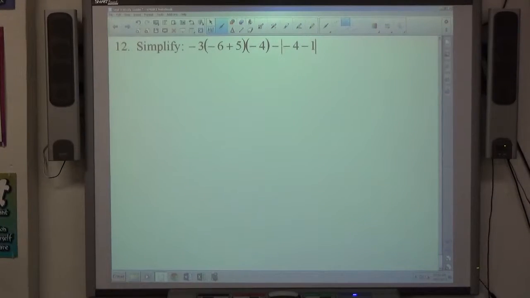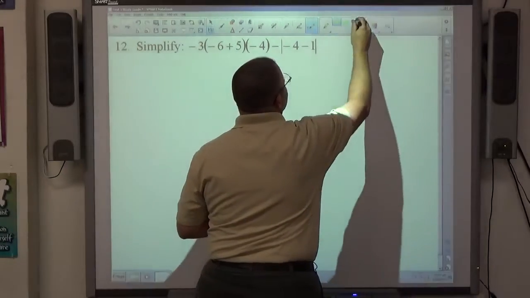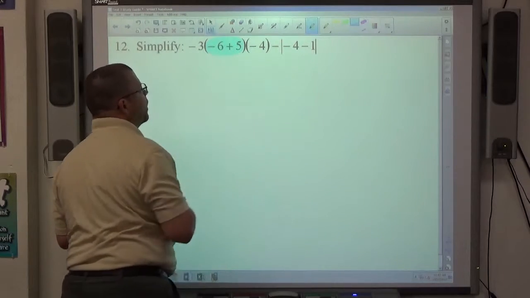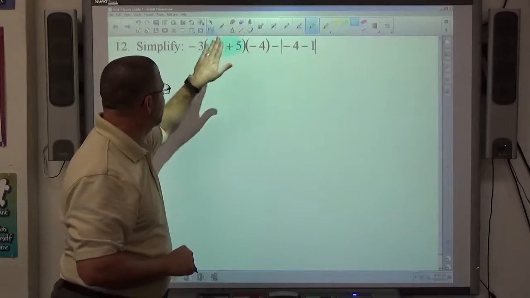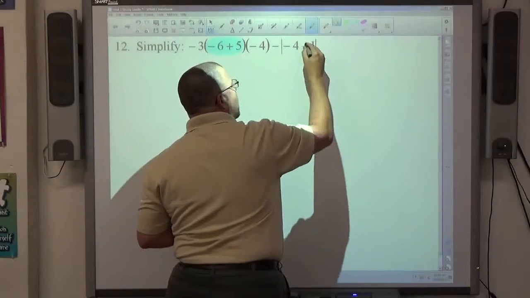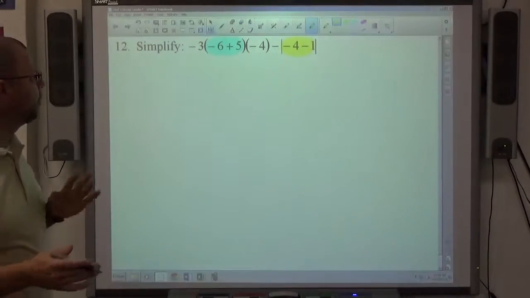Number 12, simplify negative 3 parentheses negative 6 plus 5 and parentheses times negative 4 minus absolute value negative 4 plus 1. A couple things going on here. First thing I notice is I've got an object in parentheses, so I've got to deal with that before I would deal with anything else. This times this times this. Once I get that down to a single number, then I'm going to multiply all that stuff. I have an expression inside absolute value bars that has to be evaluated before the absolute value bars occur, so I want to do that also.